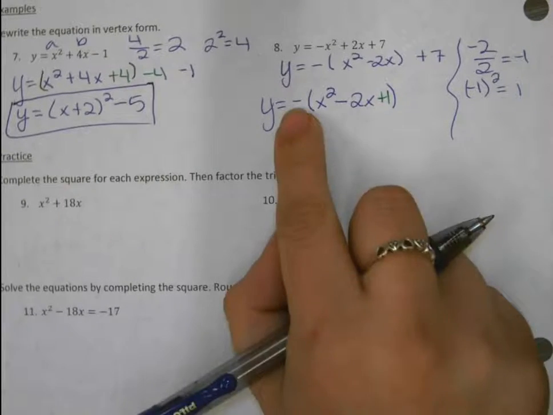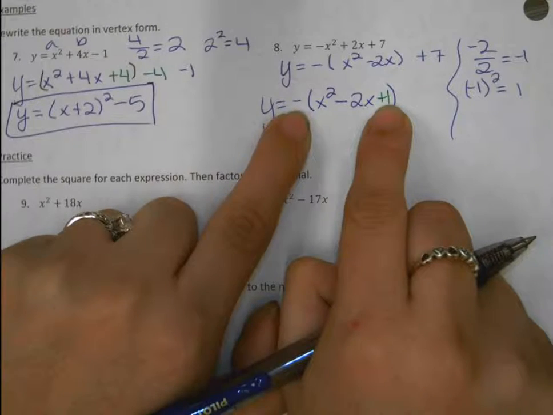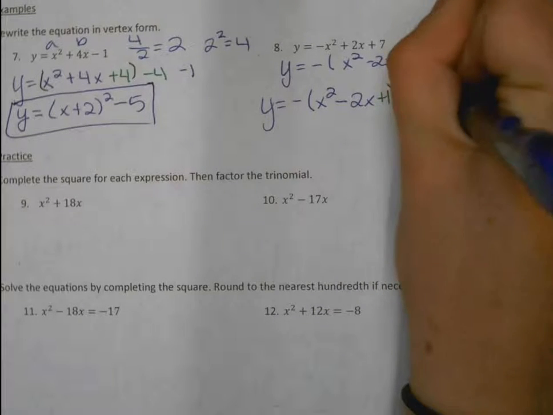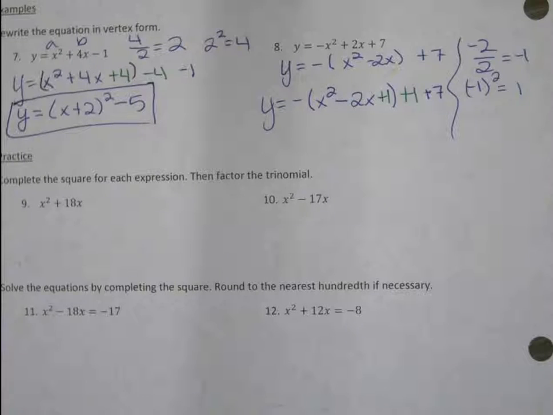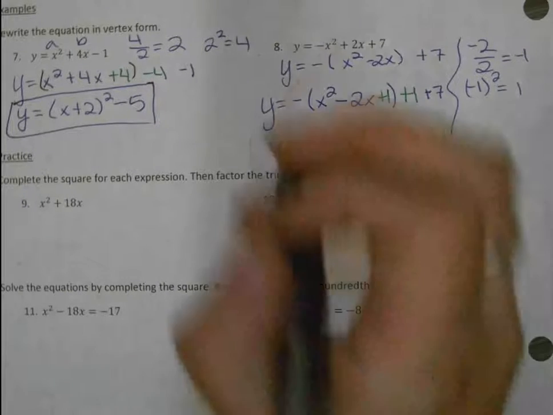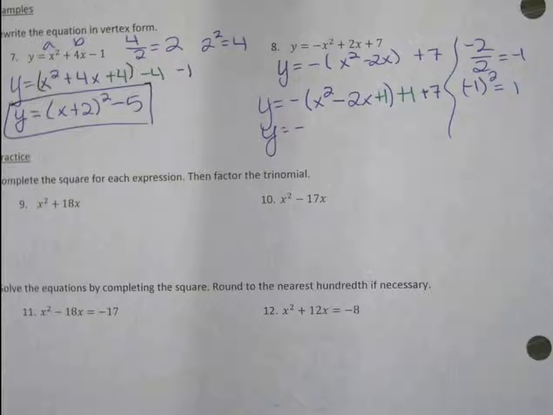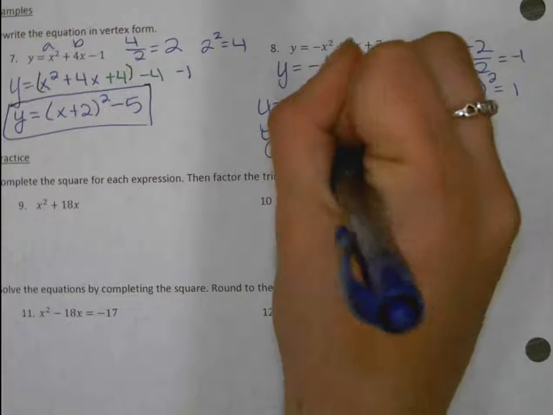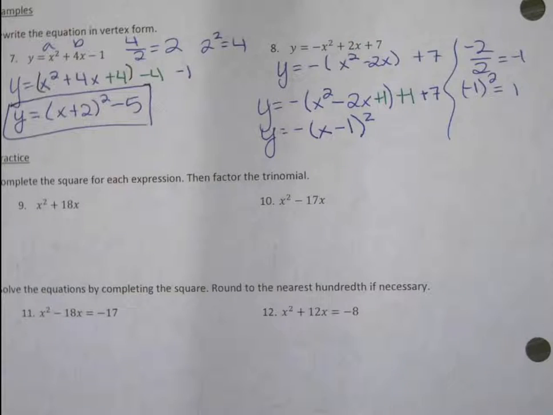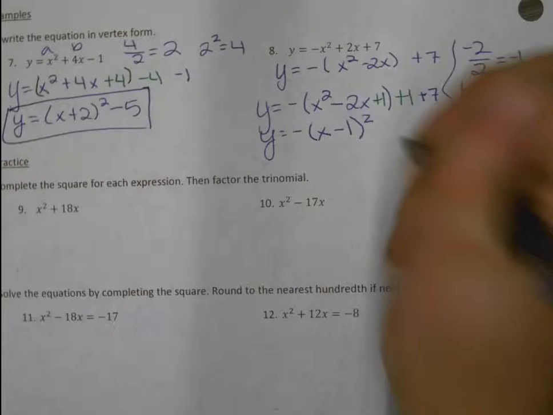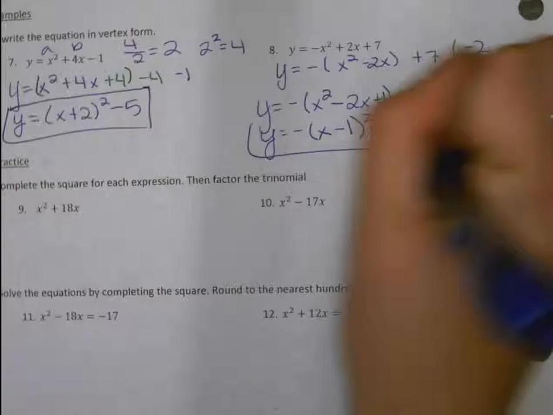Okay, but this one, because of the negative outside, actually makes this one a negative. So when I go to add my 1 on the outside, I add the positive 1, because I've already added the negative. Okay, then I just have to factor the inside. What multiplies to positive 1 and adds to negative 2? Negative 1. What's 1 plus 7? 8. And then I'm done. Questions here?